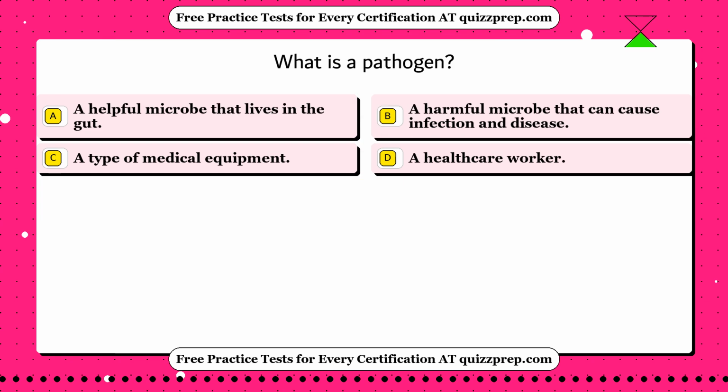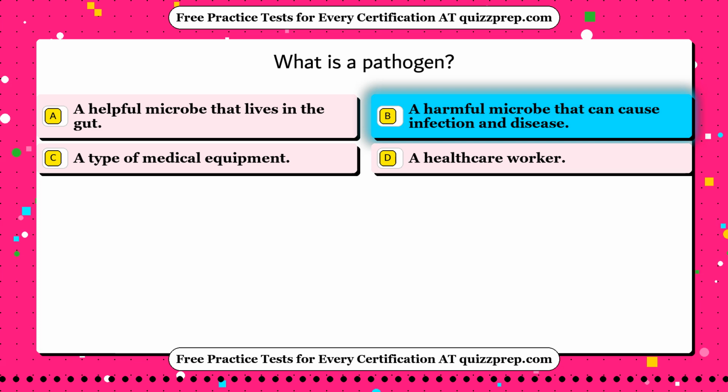Question 88. What is a pathogen? Option A, a helpful microbe that lives in the gut. Option B, a harmful microbe that can cause infection and disease. Option C, a type of medical equipment. Option D, a healthcare worker.